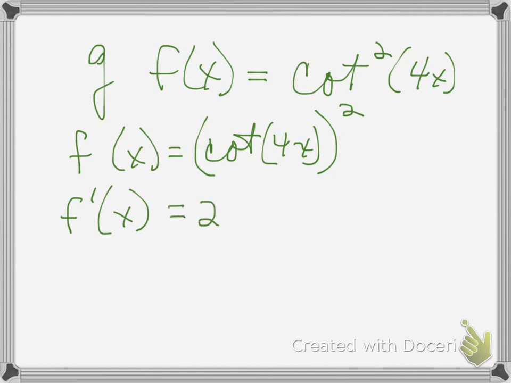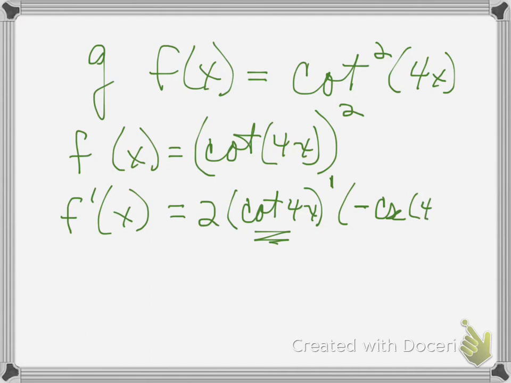So power rule comes first, 2. Don't touch anything in the parentheses. Raise it to the 1. Now take the derivative of cotan 4x. So let's remember that the derivative of cotan is negative cosecant squared x. So that derivative is going to be a negative cosecant, use the same exact angle, 4x, and that's squared, and then times the derivative of the angle, which is 4.